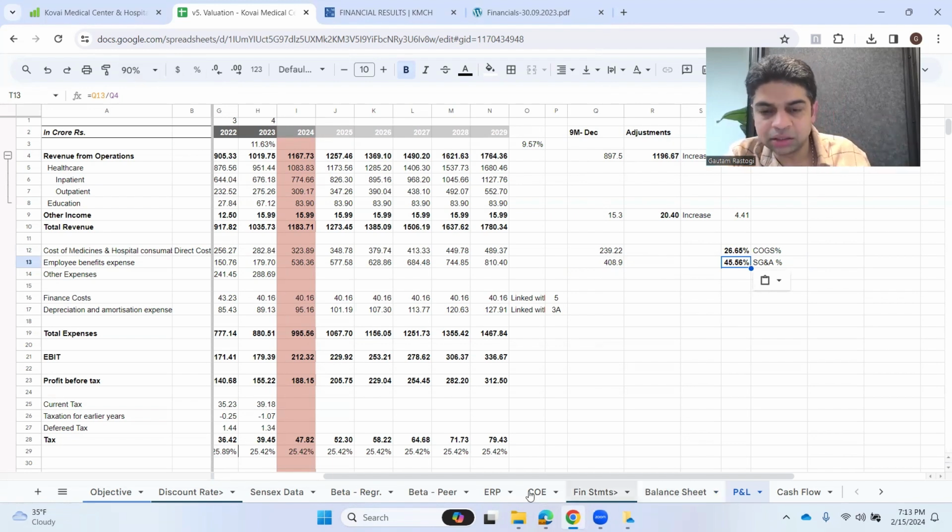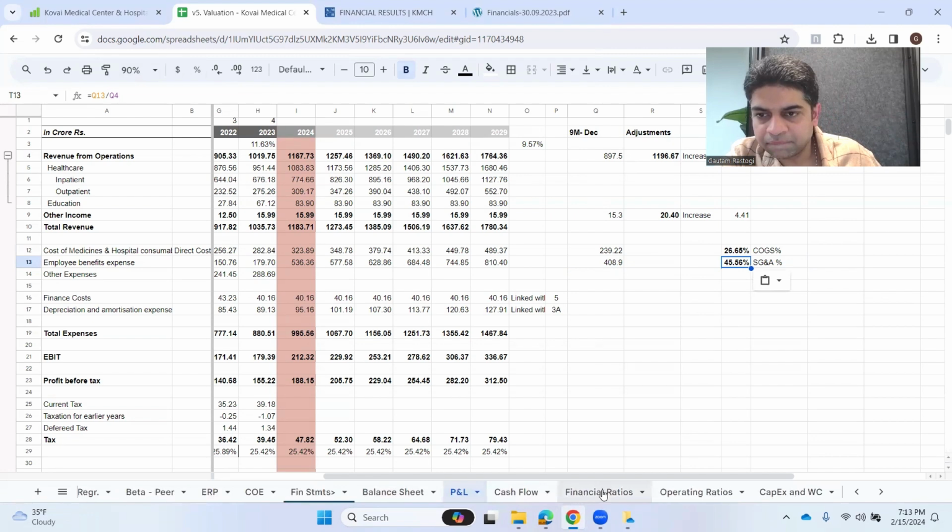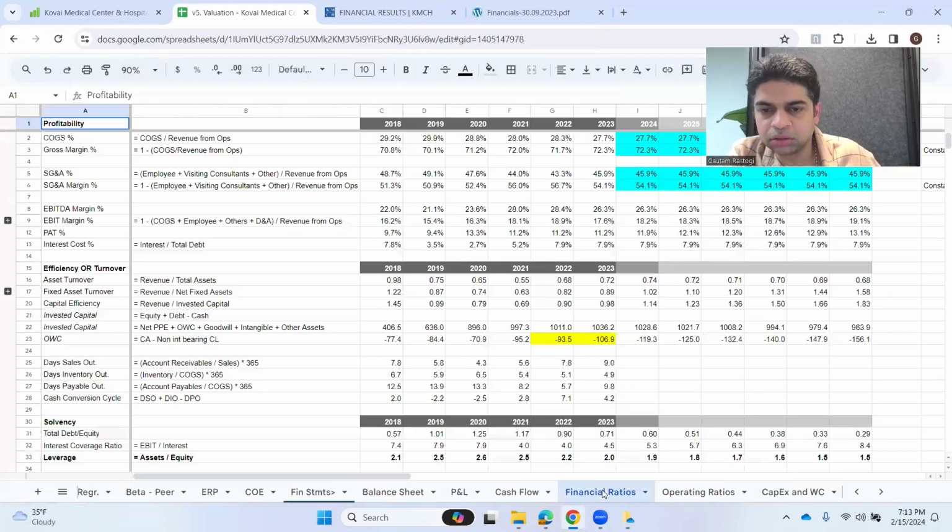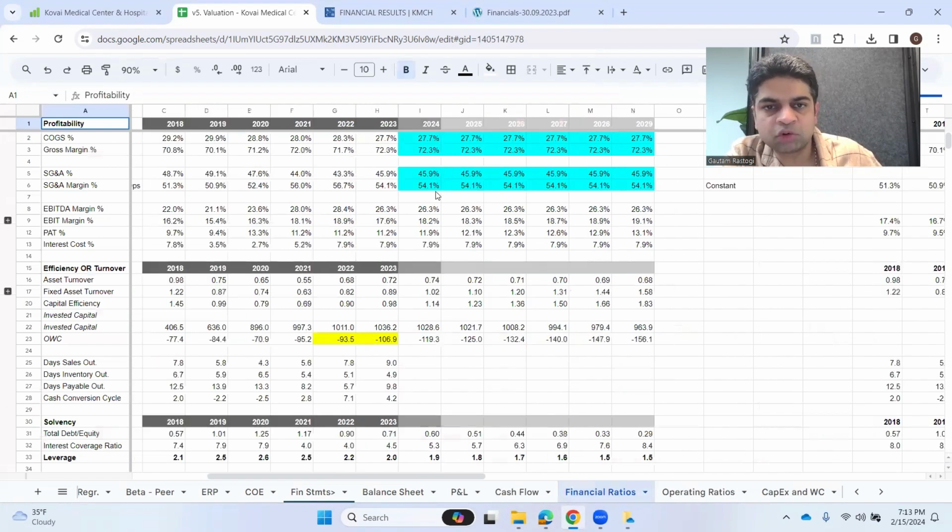Now let's very quickly compare their COGS with what we had assumed. If you see for 2024, our COGS was 27.7. So it's very close. In fact, our COGS is higher, their COGS is lower. Perhaps they have been a little more profitable than we expected, at least in the first 9 months. So their COGS is 26.65, so we'll make that adjustment.